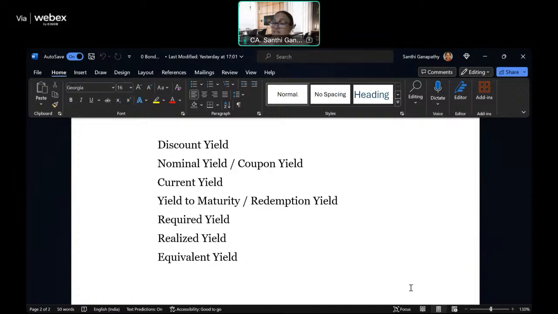So we saw three scenarios when we talk about yield to maturity. If the current price is equal to maturity value, we said yield to maturity will be equal to coupon rate. If the current price is less than maturity value, yield to maturity will be greater than coupon rate. And if the current price is greater than maturity value, we said yield to maturity will be less than coupon rate.